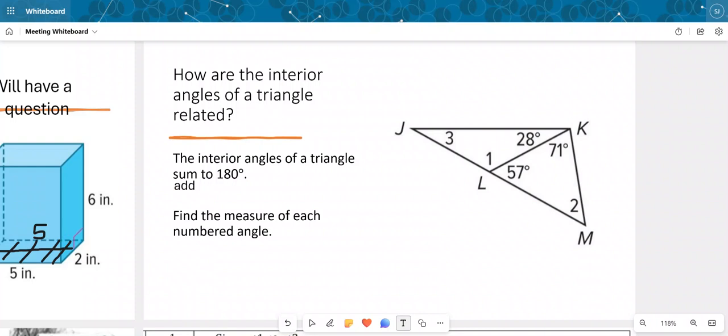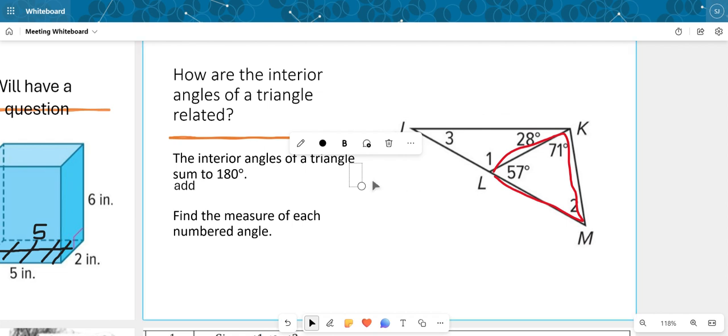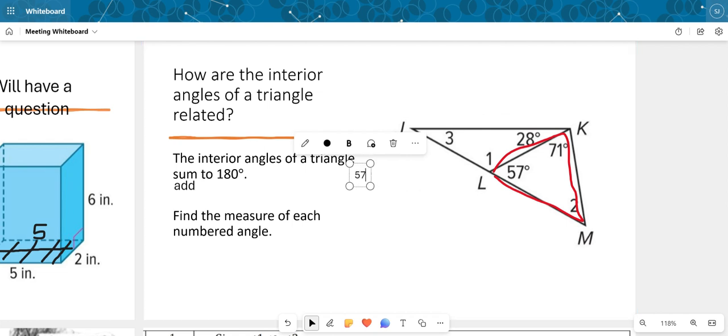We're able to say angle 1 and angle 2 and angle 3 in each triangle. Each triangle should add up to 180 degrees. So let's focus first on this LKM triangle. We can look at it and say we got 57 degrees. We've got 71 degrees. And we've got the measure of angle 2. Those three things together should make 180 degrees.